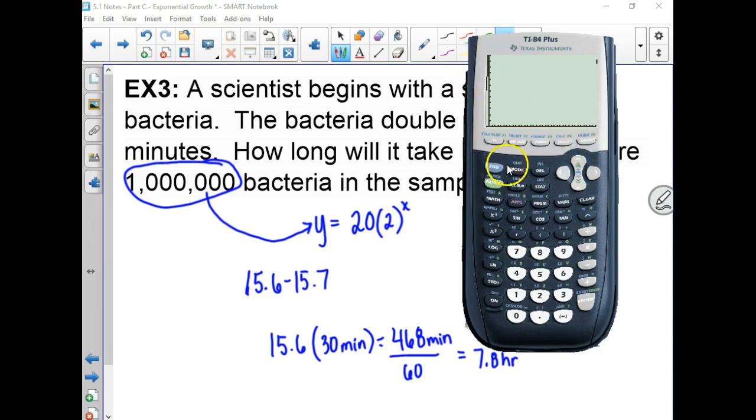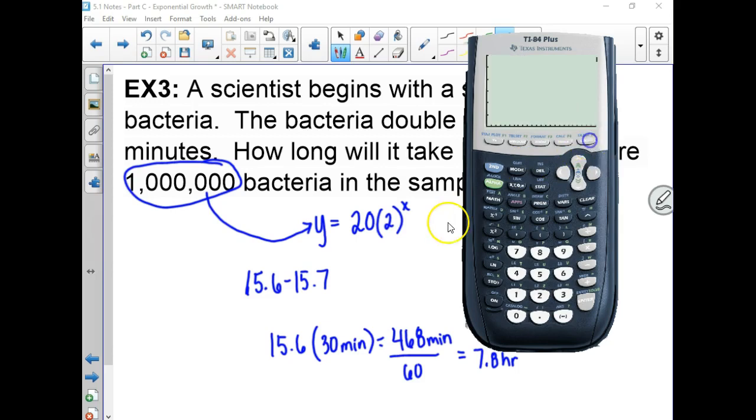Yours may look different. If we go to window, our time period, we're thinking of how long it takes bacteria to double. So I'm going to go from 0 to 24. That'll be a day. Let's count by ones there. And then let's make our y min 0. Our y max, I know I need to go up to at least 1 million, because I want to know when the sample hits 1 million. So I'm going to make this 1,200,000. And then let's count by 200,000.